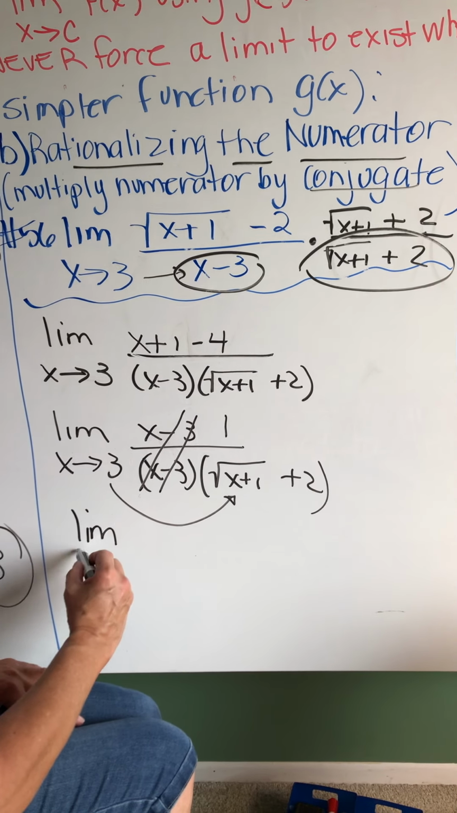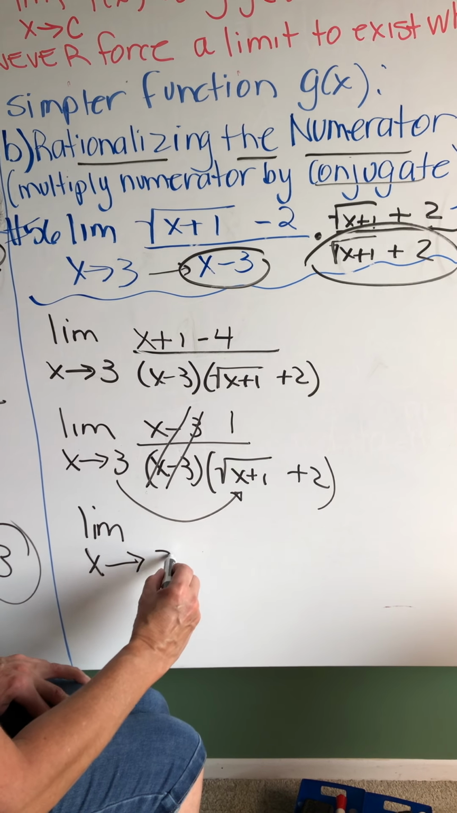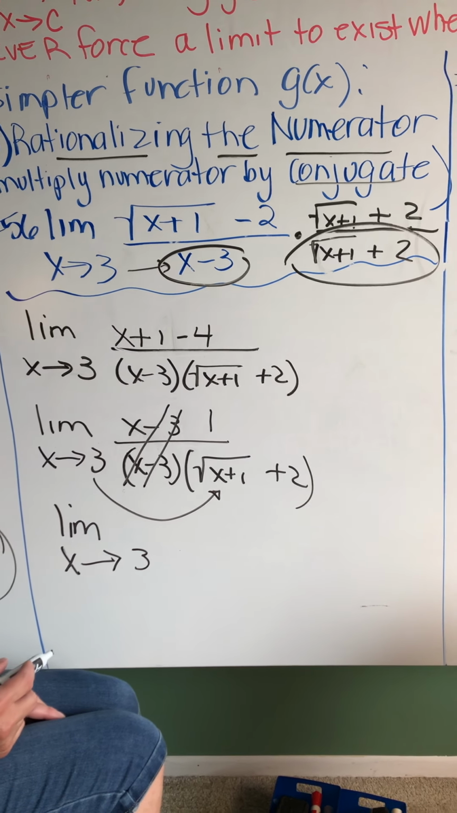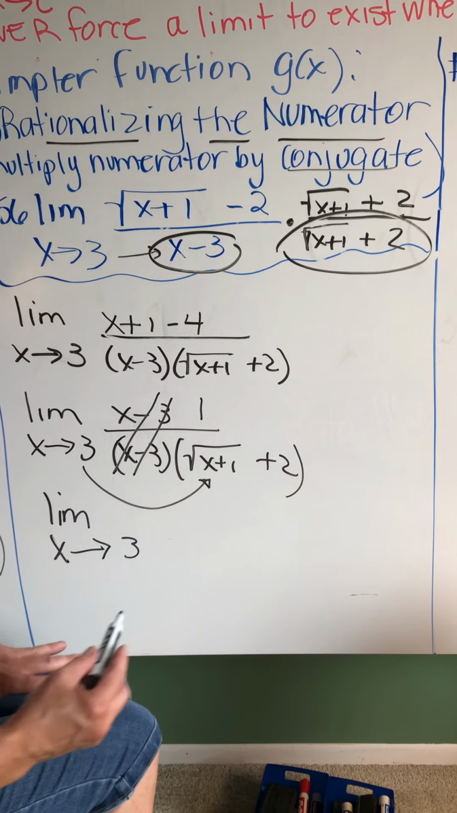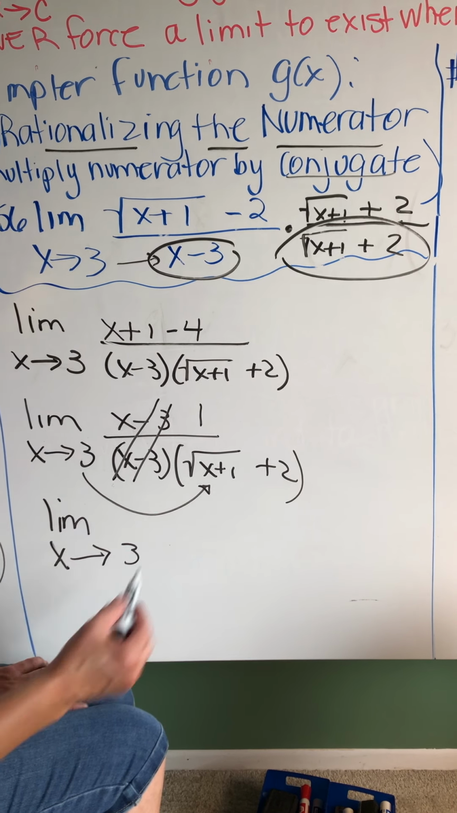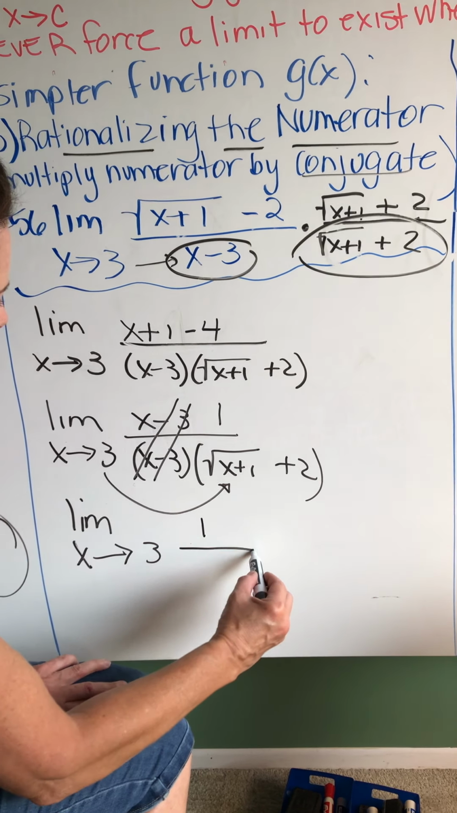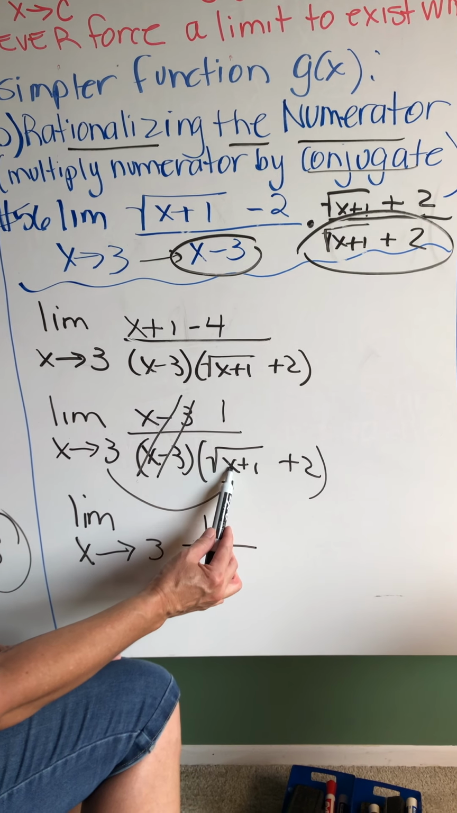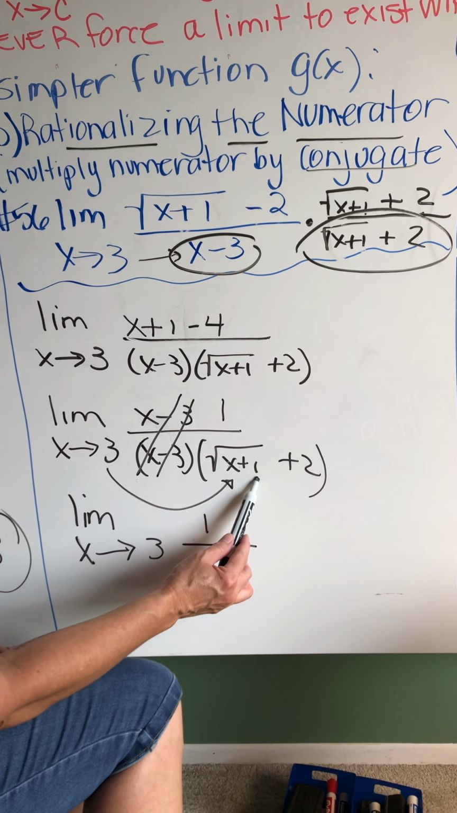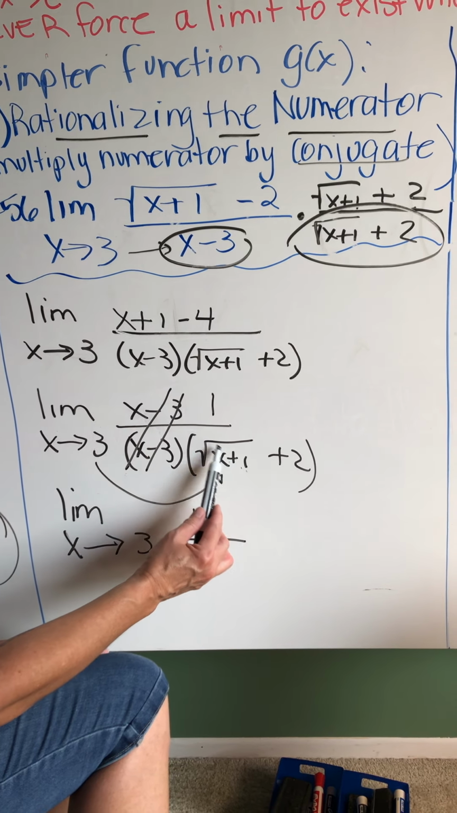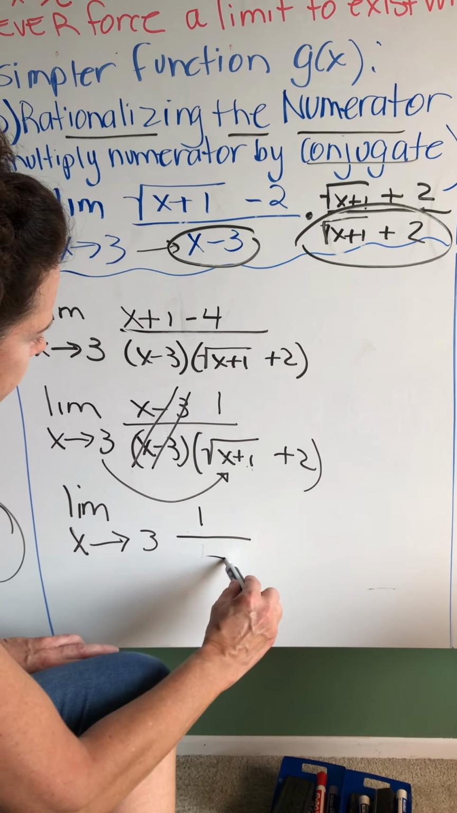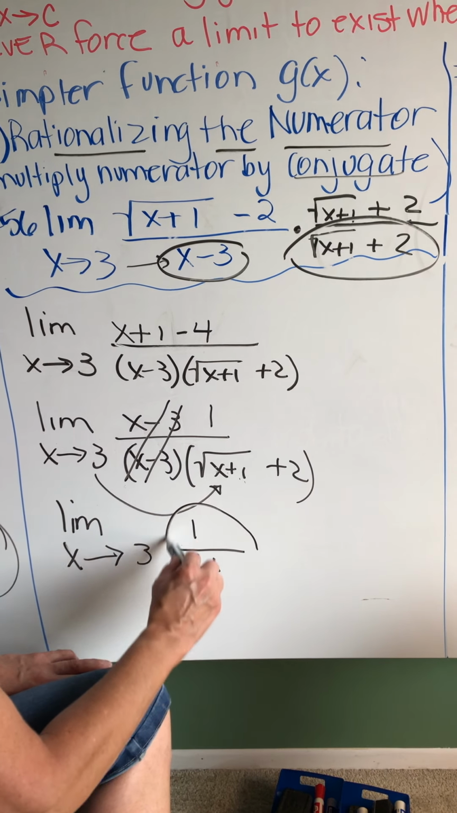Again, the only reason I can solve the limit is because it actually does exist. I am not forcing a limit to exist where it does not. I have a 1 in the numerator. When I put a 3 into the denominator here, 3 plus 1 is 4. The square root of 4 is 2. 2 plus 2, oh boy, that just works out beautifully.